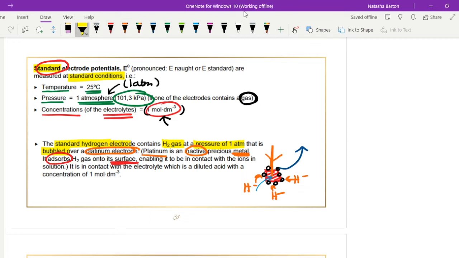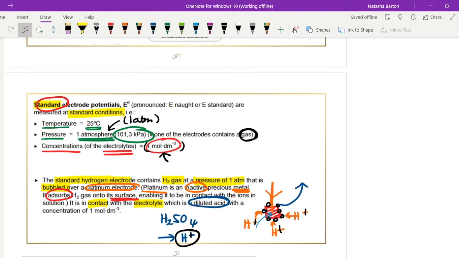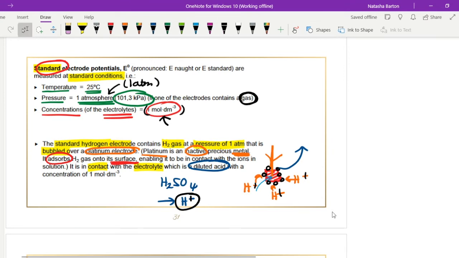They say here that the platinum electrode is in contact with an electrolyte. The electrolyte is going to contain a diluted acid. The reason why we have diluted acid is, remember, if you have an acid like sulfuric acid, it's going to lead to a whole lot of H plus ions in solution, and that is what we want. I don't know why I wrote negative. Sorry guys, it's H plus ions, okay, in solution. So that's why we use a dilute acid, and that will be at 1 mole per decimeter cubed.